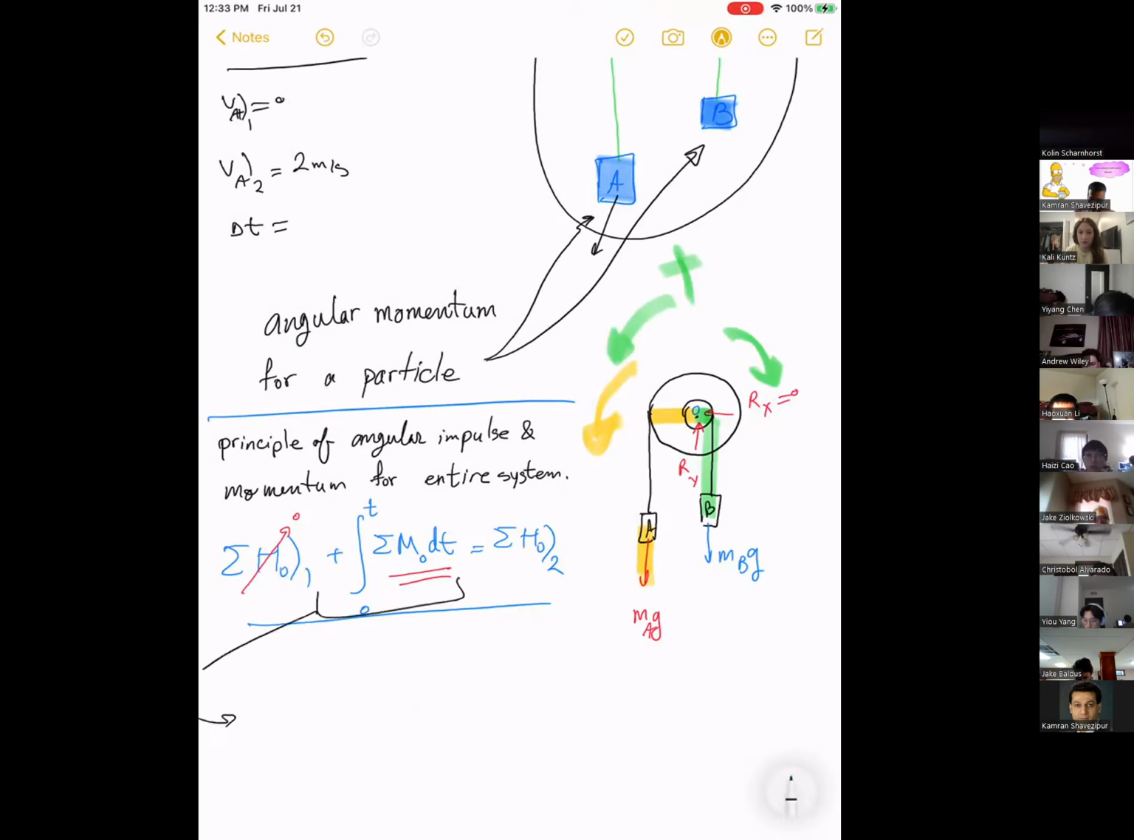is going to be MAG, which is the force times RA, minus MBG times RB. These are all moments. And because they're constant, this integral simply becomes delta T, right?